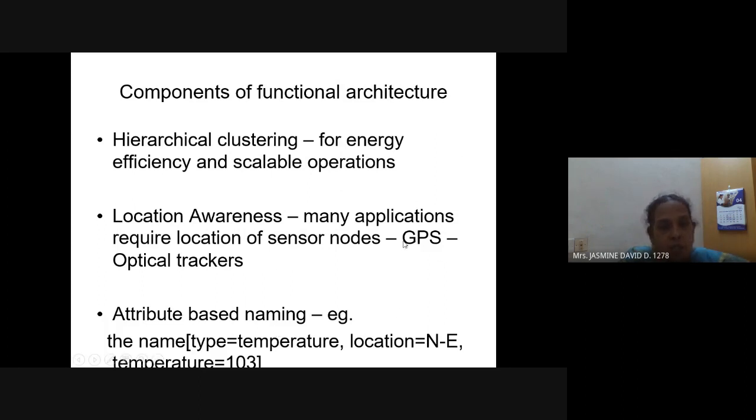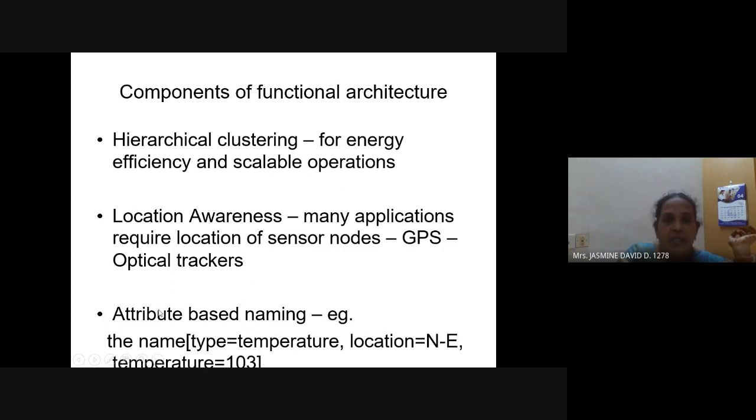Mainly for location awareness, we give GPS or optical trackers. All the nodes will not be provided with GPS; in the previous class itself we have seen this. In a network, 1 or 2 nodes will be provided with the GPS facility so that the node can identify its location, and this location information will be shared with all the other nodes in the particular network. So this is about location awareness.